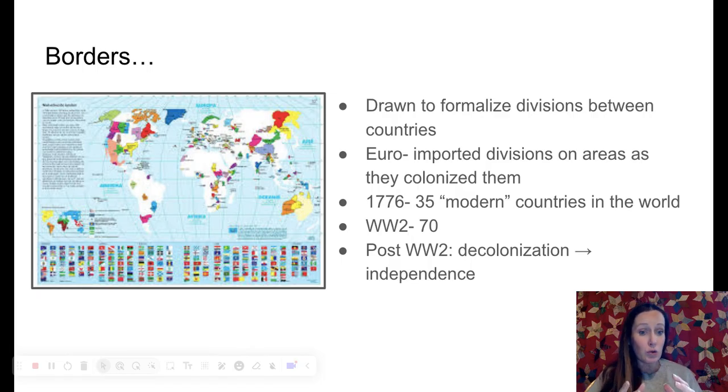Then you have the Cold War. And when the Cold War happens, think of the USSR breaking up into Ukraine and Georgia and Latvia and Lithuania and Estonia, right? You have parts of Eastern Europe breaking up more into more sovereign states. So you have a lot more.